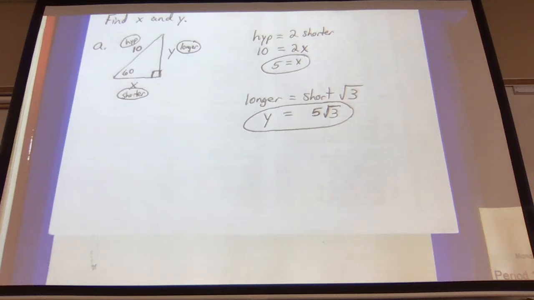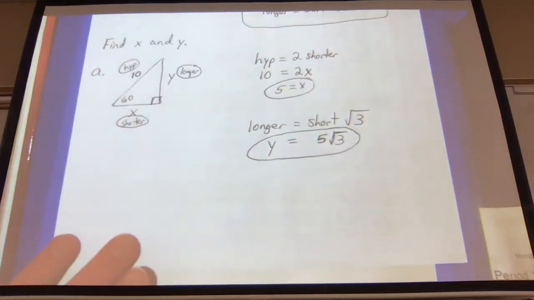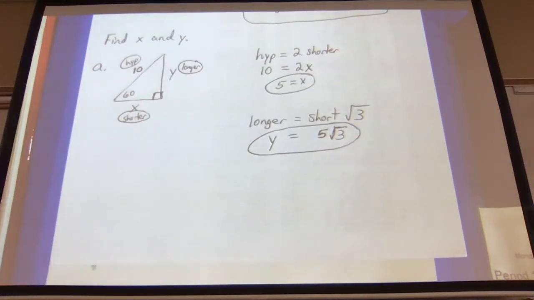All right, there's our first example of that. Now, that was a fairly simple one. There will be times when you have to do rationalizing the denominator, things like that, to get simplest radical form. When they give you the hypotenuse, that's the easiest of the versions of them. All right, any questions with that one before I switch over? All right, let's try another one.